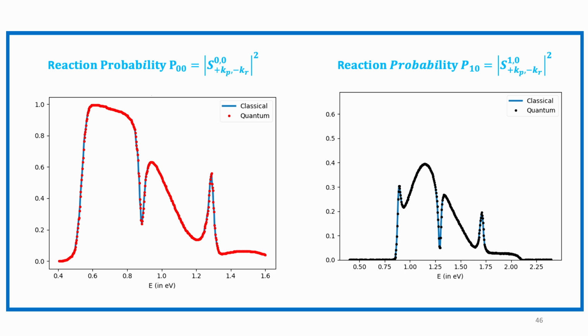So once we have the correlation function, we can do the Fourier transform as a function of energy and get the probability distribution, or probability for the reaction from 0 to 0. And this is the probability from 0 to 1. And you can see there is a full match between the two calculations. Classical here means full quantum calculation, sorry.